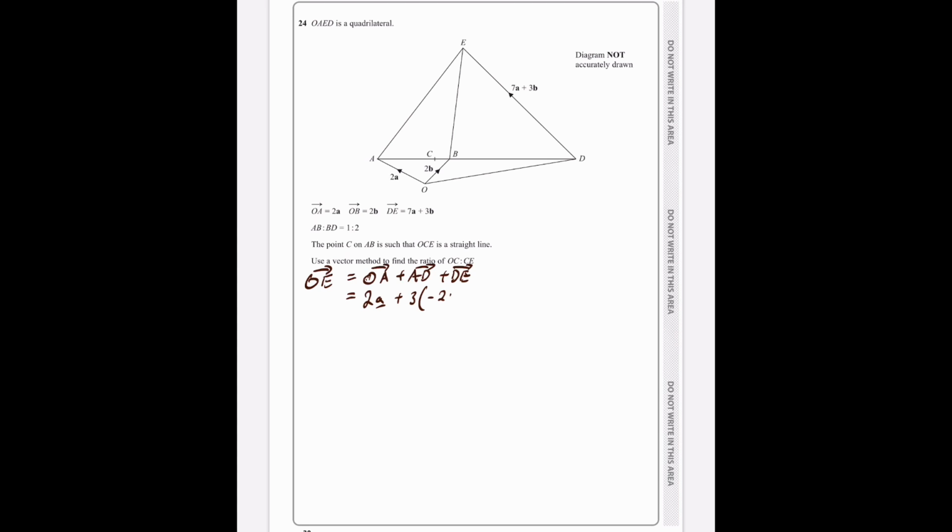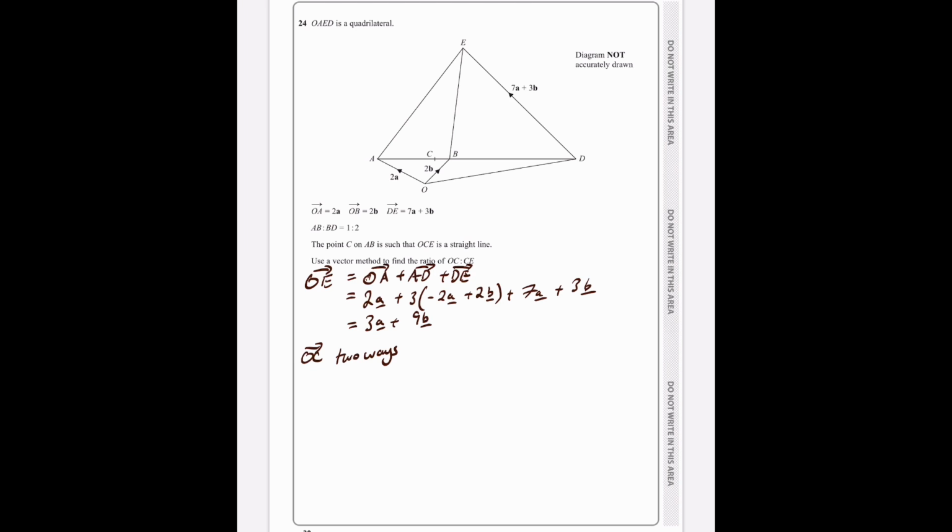A to D we know is 3 lots of A to B, because the ratio of A to B to B to D is 1 to 2. So we can get 3 lots of A to B. A to B is -2a plus 2b. And then lastly, to get from D to E, that's a vector that's given to us, is 7a plus 3b. If we expand and simplify, we can get O to E to be 3a plus 9b.